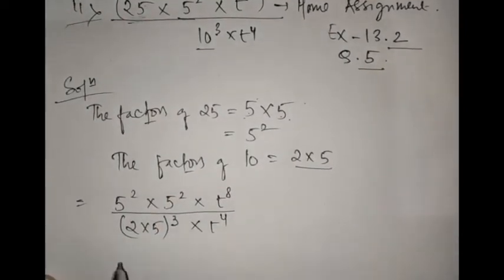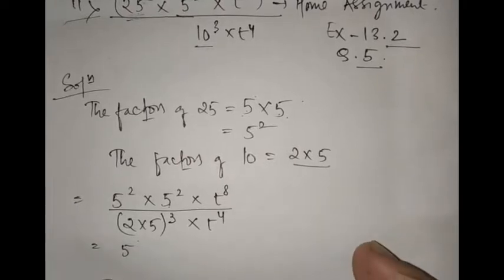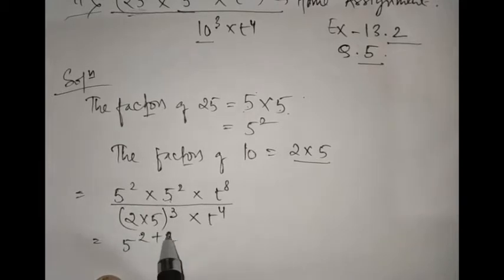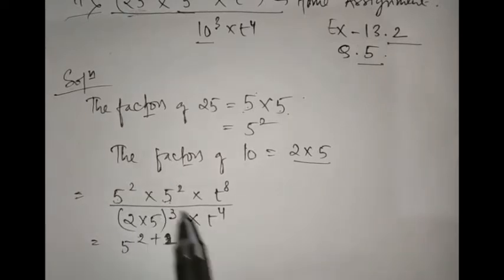Okay, so now if you open this bracket, you can see you have the same base here, right? So don't multiply right now. First, let's use rule number 1 and simplify this. 5 to the power 2 plus 2. Why have you done this? I hope you remember. You have the same base and a multiplication sign is there. So 5 to the power 2 plus 2 into t to the power 8, right?